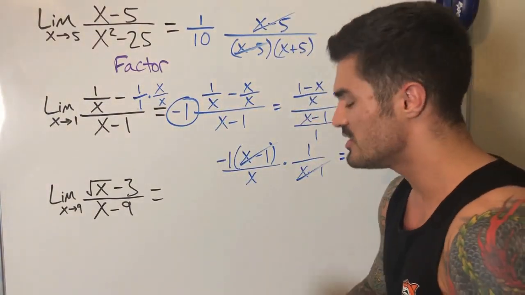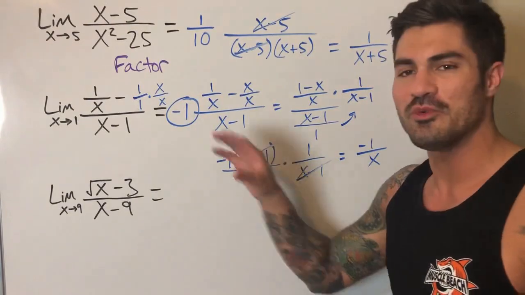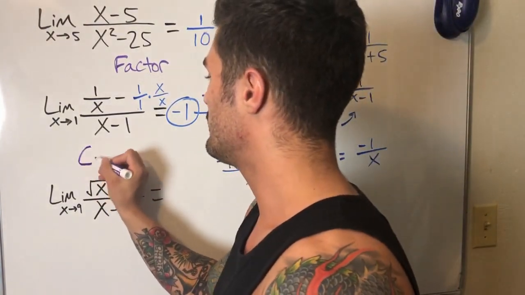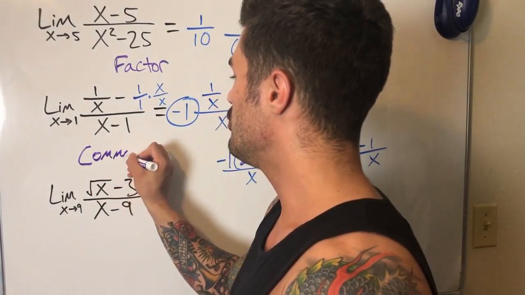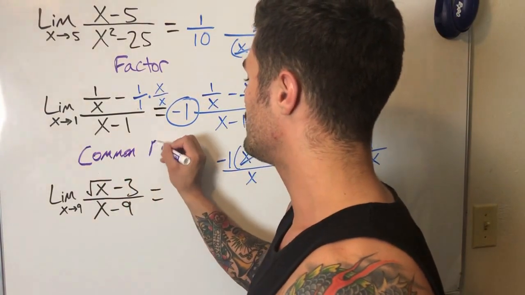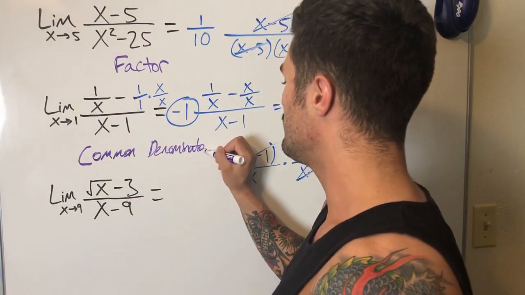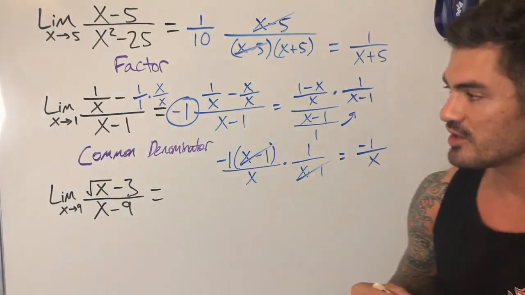So what was the key to this problem? What should we call it? I know we did quite a few things. I'm going to call it common denominator. I just want to make sure we note the different things we may have to do to find these limits. So factor is one of them. Find a common denominator that could help you out.